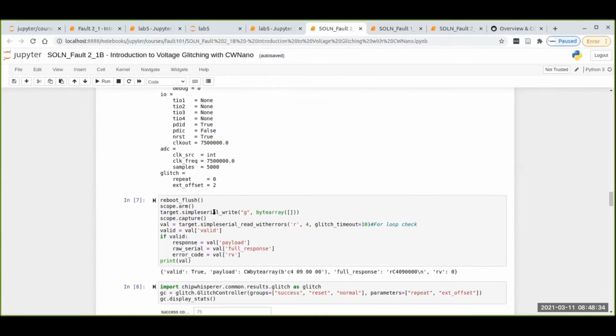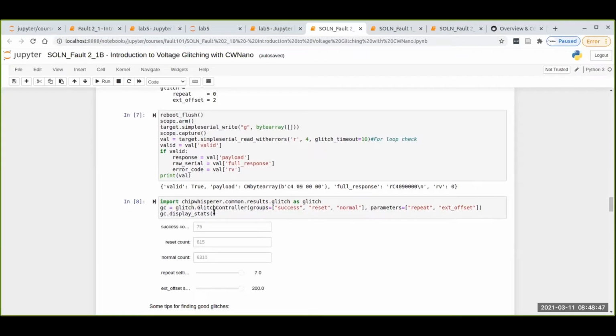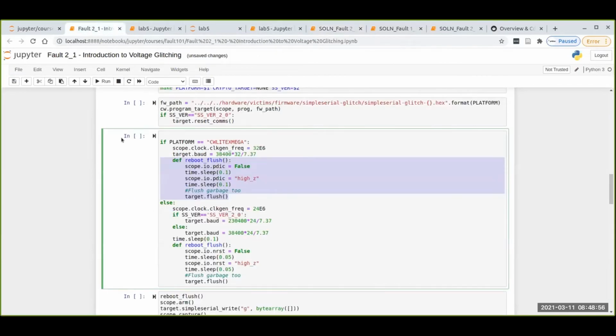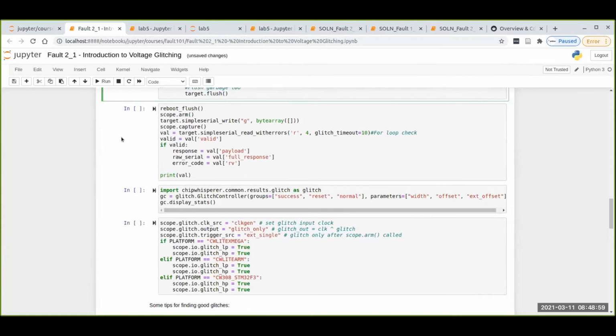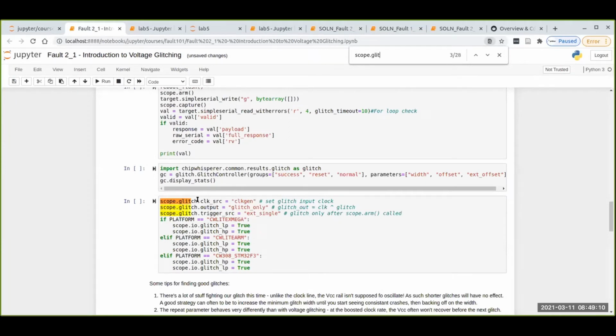Does the next cell run? At what point does it break? Or is it in the other lab that it's breaking? Is it the cell that's only in 2.1 and doesn't seem to have an equivalent in 2.1? Okay, at the bottom of your screen, scope.glitch, and it has the if, else if. Yeah, so this one right here.